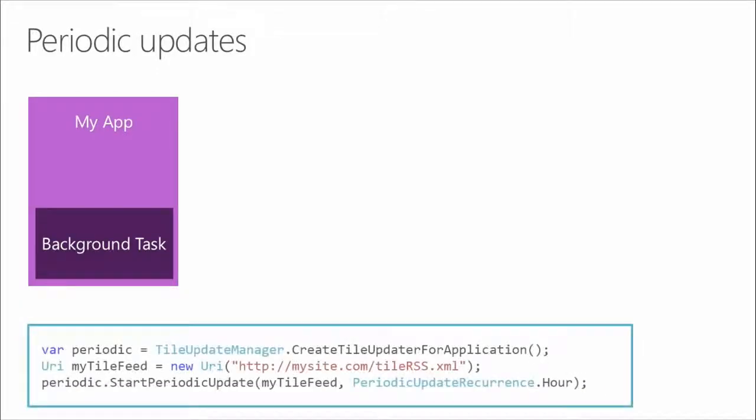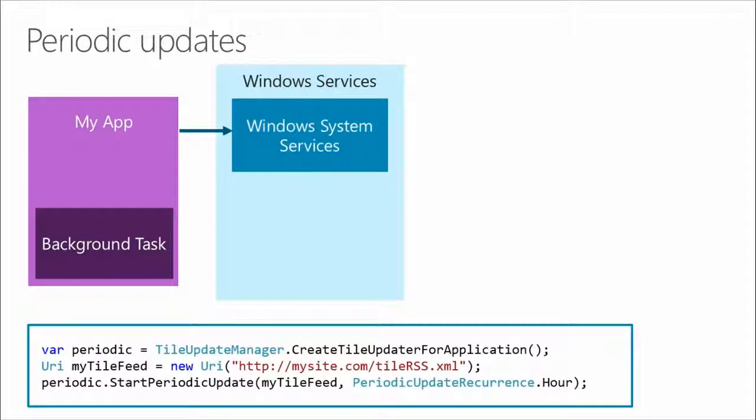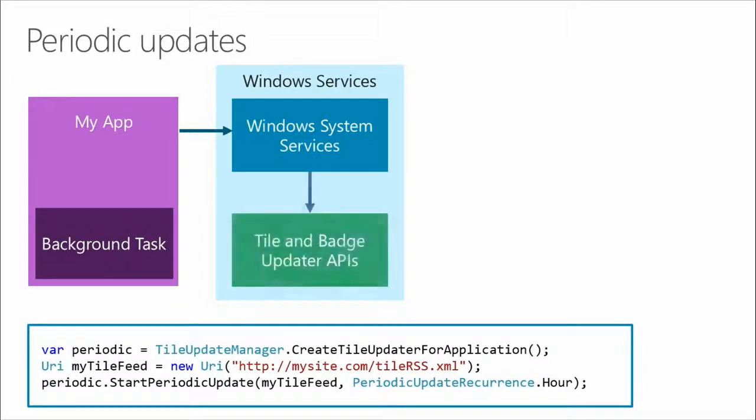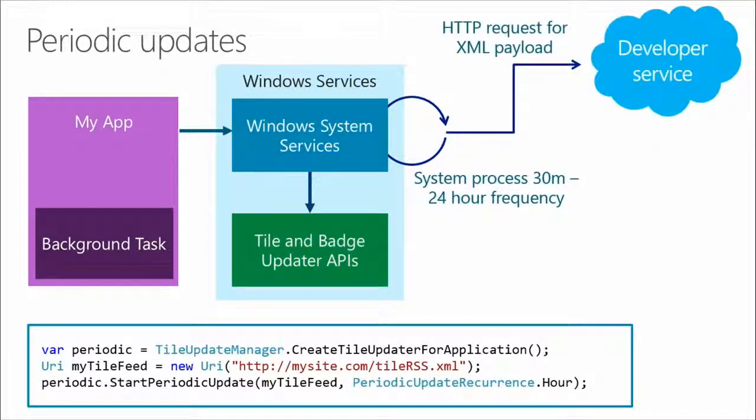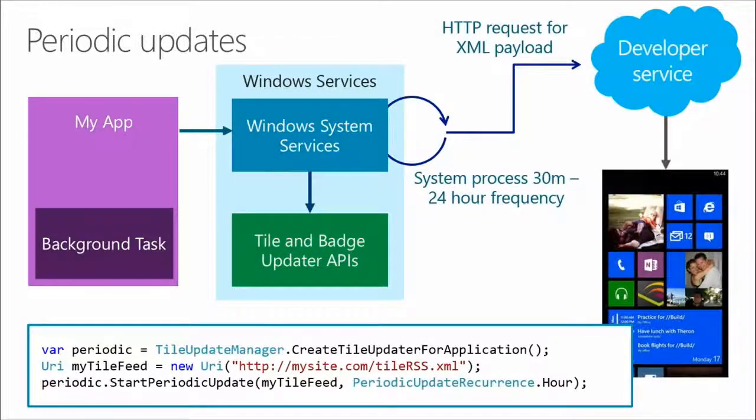Periodic updates are going to work a little bit like this, where our application goes to the Windows System Services and says, hey, I want a periodic update every half hour, 6 hours, 12 hours, at the increments you saw before. And then it will go to the tile and badge updater APIs, and it's going to hit that process with a certain amount of frequency, send that, and then go to an HTTP request looking for an XML payload that it can then render into the badge and updater APIs. And then it'll pull from that service and update our tile accordingly.